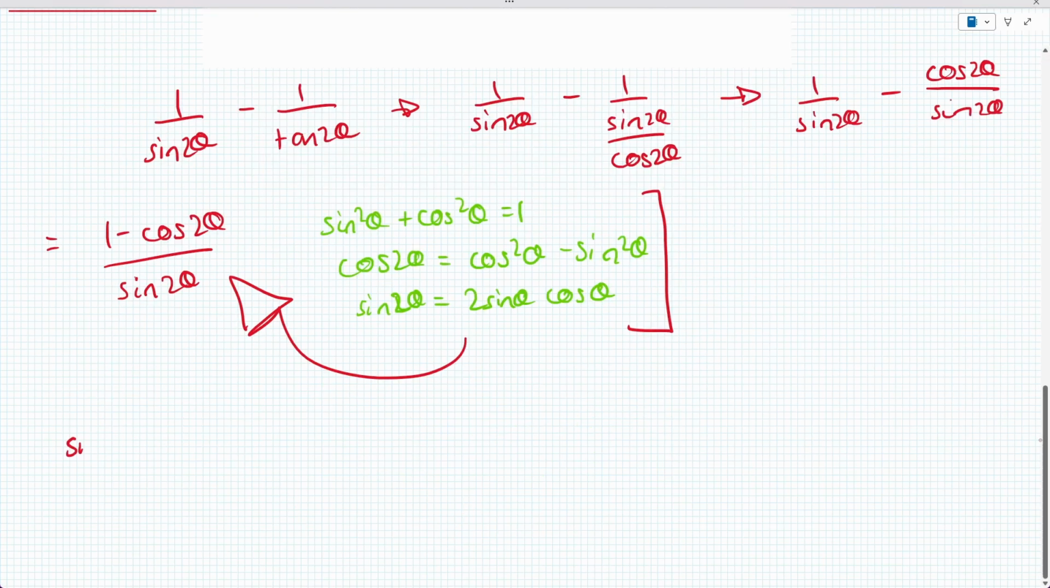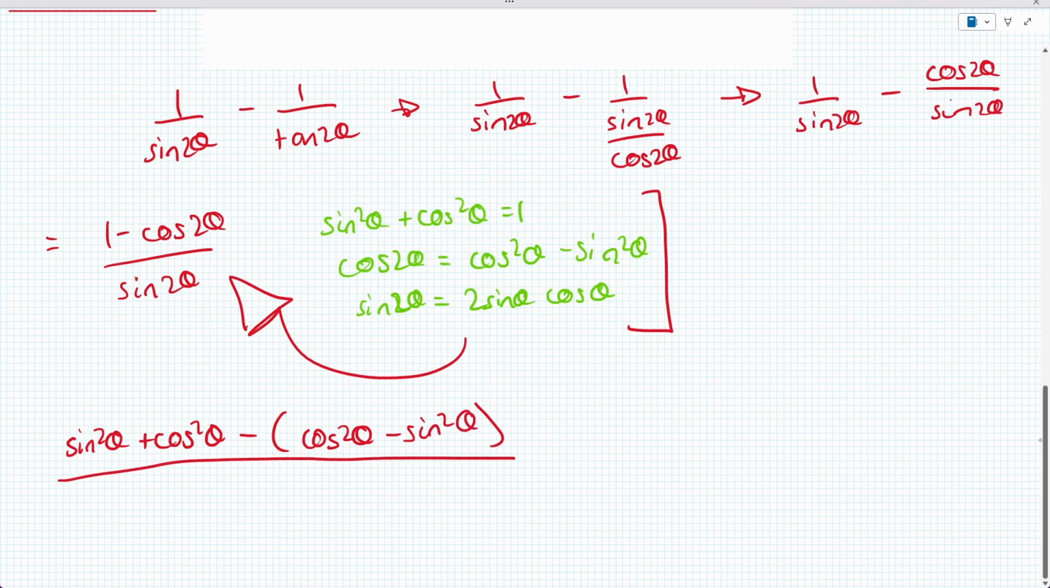That's going to be sine squared theta plus cos squared theta, because we substitute that in for 1, minus cos squared theta minus sine squared theta, all over 2 sine theta cos theta. And from that we get sine, minus minus, so plus sine squared theta, that's going to be 2 sine squared theta, and then cos squared theta minus cos squared theta, that's 0, over 2 sine theta cos theta.